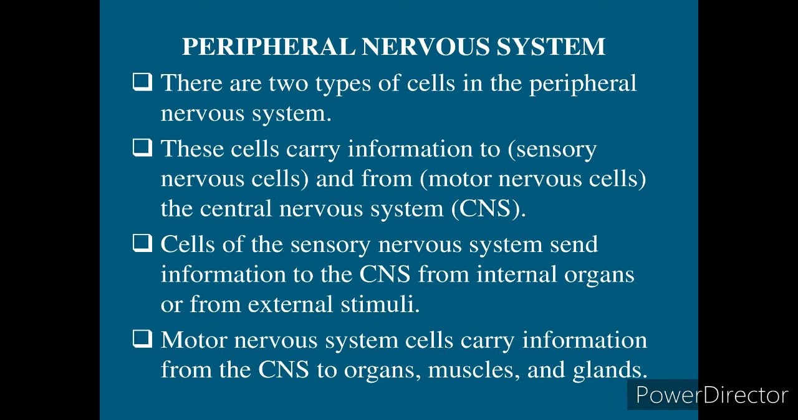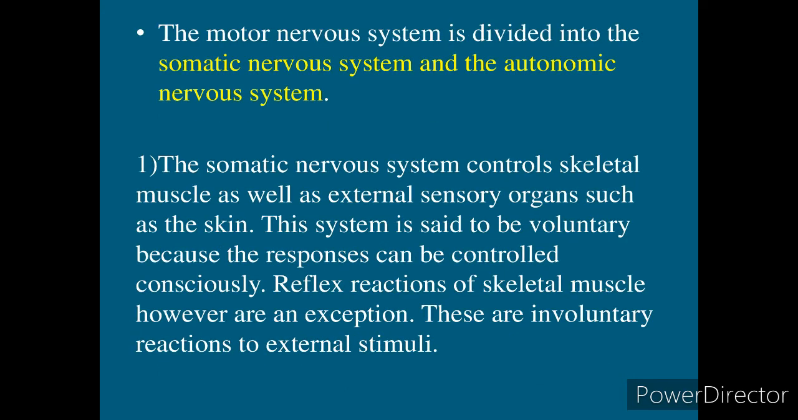Once again, children, the motor nervous system. The motor itself means the muscles. It carries information from the CNS to organs, muscles and glands. The motor nervous system is divided into the somatic nervous system and the autonomic nervous system. Somatic nervous system and autonomic nervous system.